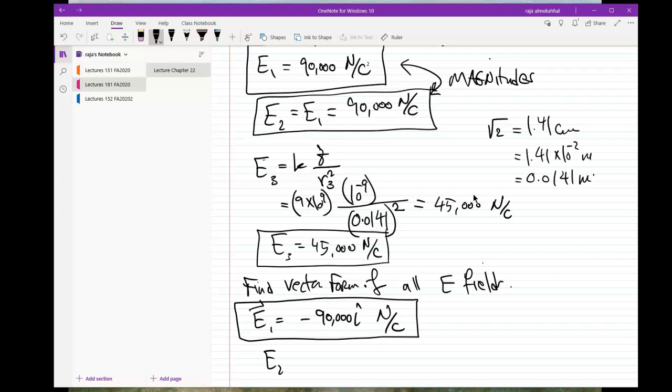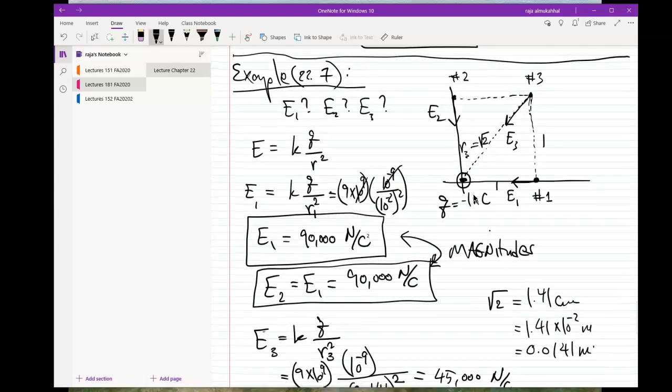Okay. E2. Well, what is it? It's the same number, negative 90,000. Why did I put negative? It's because it's downward, right? Negative 90,000 j in the y direction, Newton per Coulomb. There we go. No problem. Okay, everybody see that? Now I want to find E sub 3 as a vector. Well, E sub 3, as you can see here, is kind of in between, it's two-dimensional, so I need to find the angle here. I have to get components. Let me put a different color so you can see that.